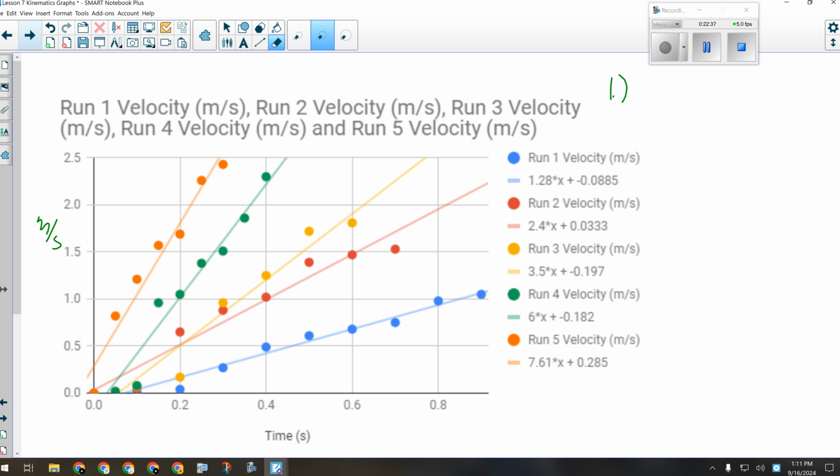Okay, I would like for you guys to calculate for me the acceleration and displacement. Okay, for just runs 1 and 2. Acceleration and displacement.